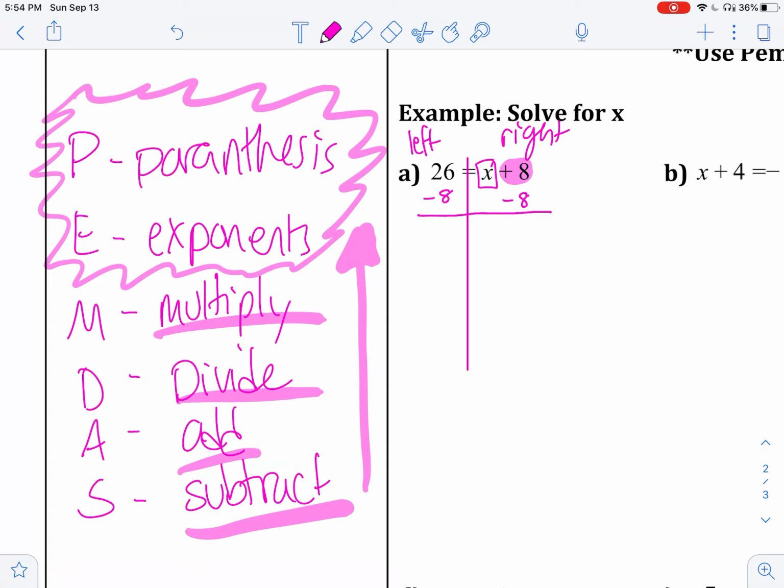So then I do 26 minus 8 on my left-hand side, and I get 18. I'm going to bring down my equal sign. I haven't touched my x at all, so that just gets dropped down. And then plus 8 and minus 8, since those are opposites, cancel out. What you should see now is that your x is all by itself on the right-hand side of the equation, and it's equaling a number. So what this means is that you've now solved for x, and you're done.